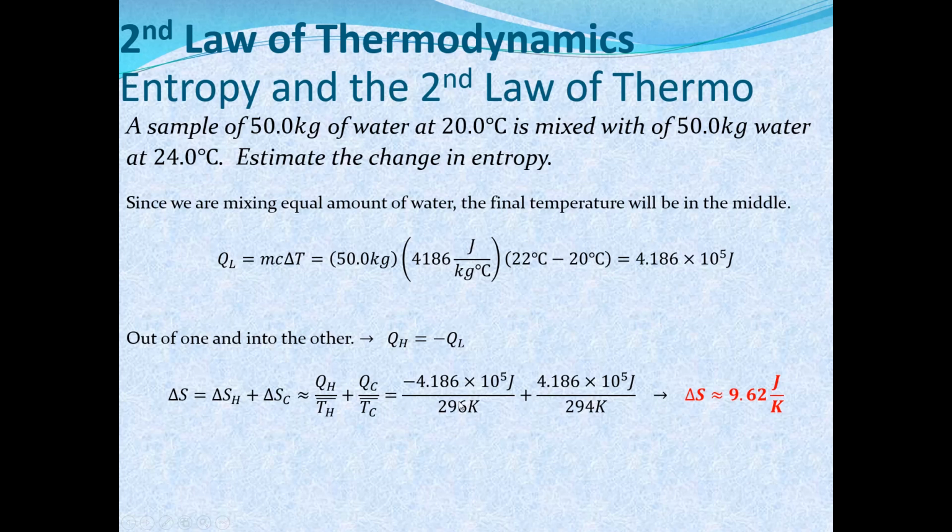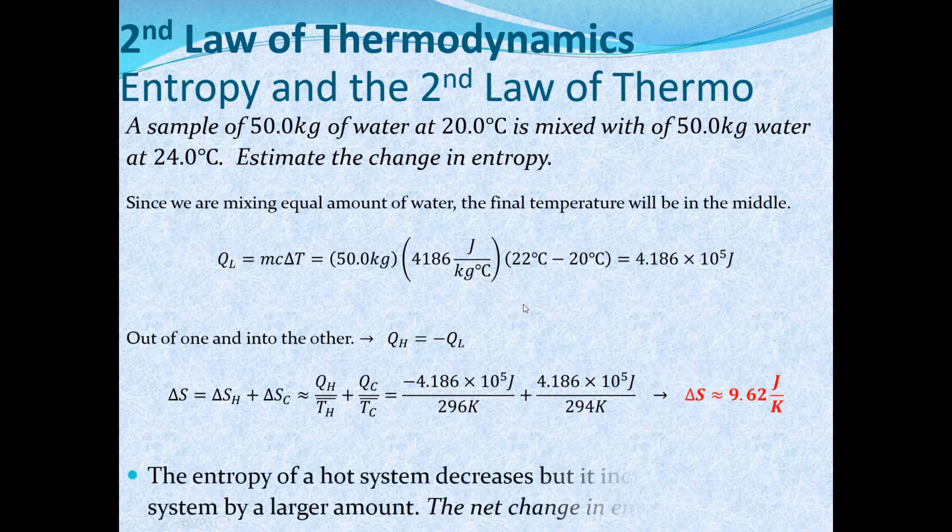This is 23 degrees Celsius. Because it's such a small change in temperature, I can just do this, because there's not going to be that much of a difference. So what we end up getting is that the change in entropy is about 9.62 joules per Kelvin. So the change in entropy does end up increasing when we mix these two samples of water.